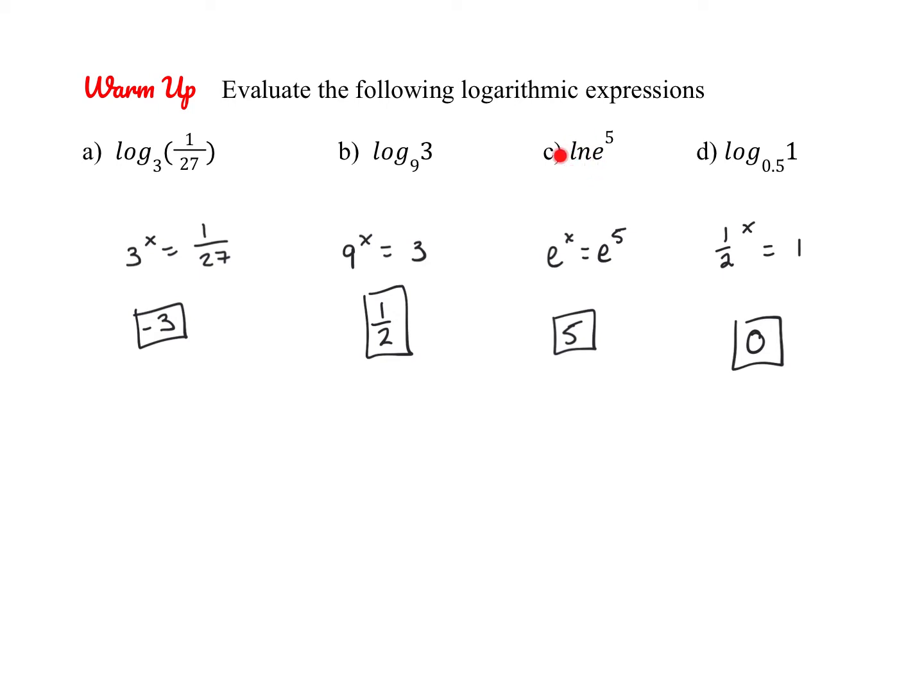And then here, this is a natural log. Remember, they're base e. So we're essentially asking e to what power is e to the power 5? Well, then that must be 5, just by logic. And here, 1/2 to what power is 1? Anytime it's the log of 1 of any base, the answer is going to be 0, because anything to the power of 0 is 1.